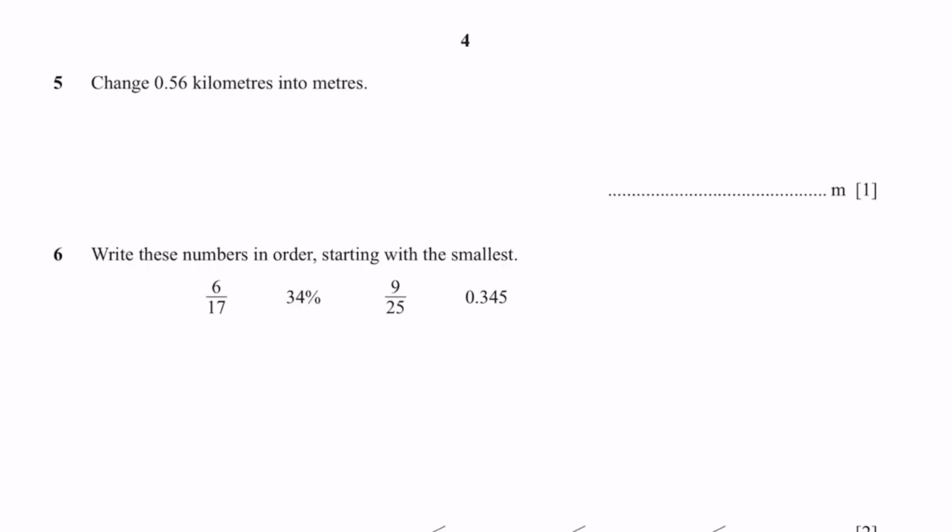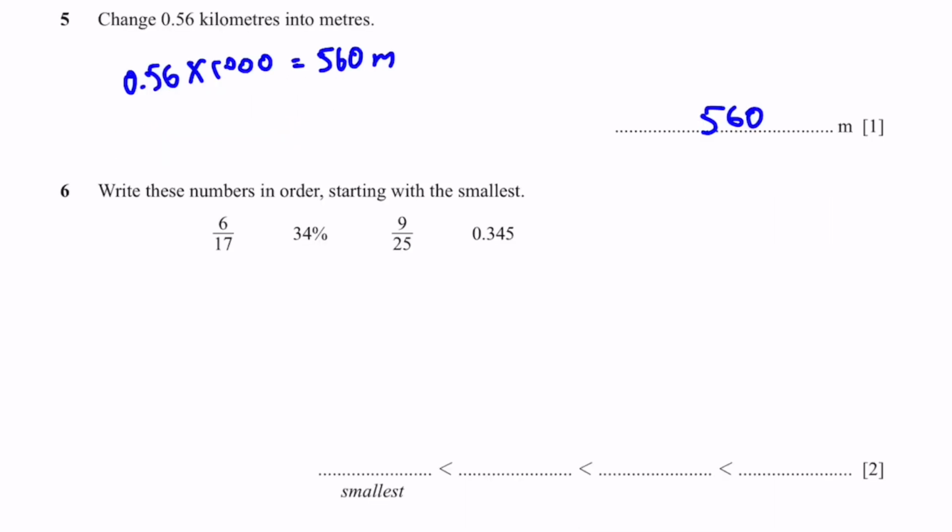Question 5. Change 0.56 kilometers into meters. Multiply by 1,000 and we will get the answer as 560 meters. Question 6. Write these numbers in order starting with the smallest. 6 by 17, 34%, 9 by 25, 0.345.